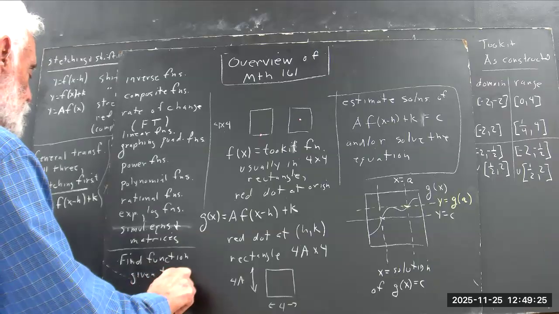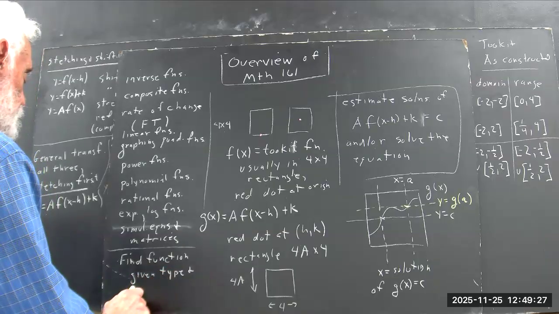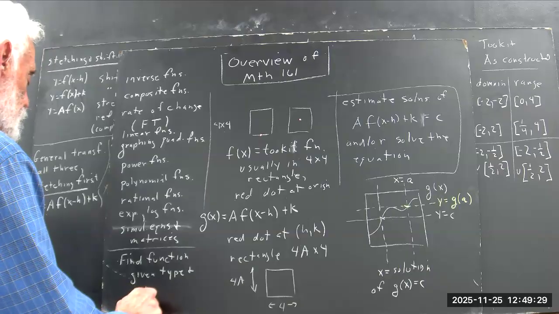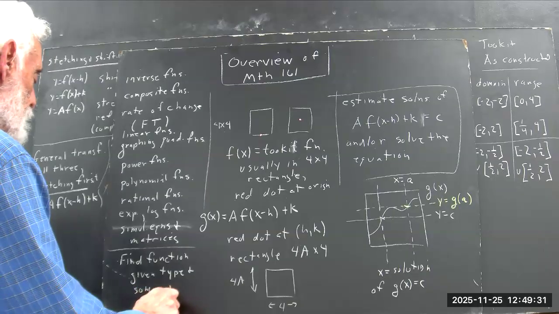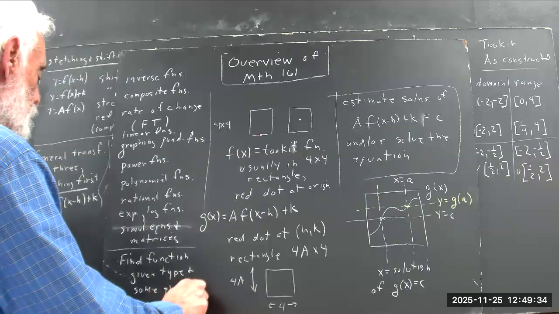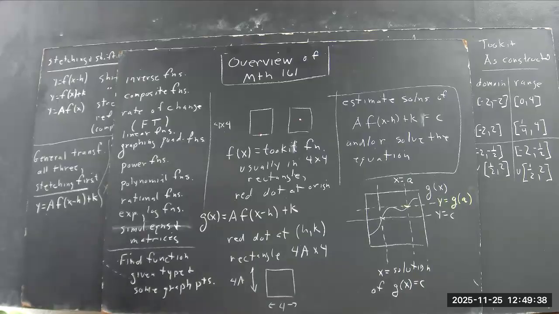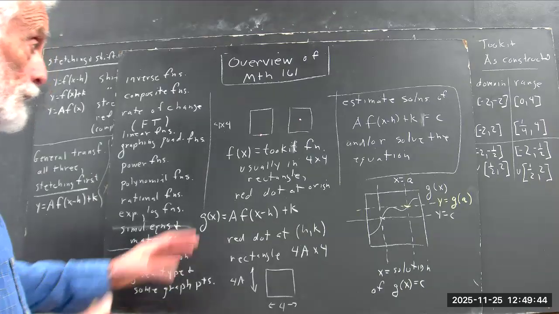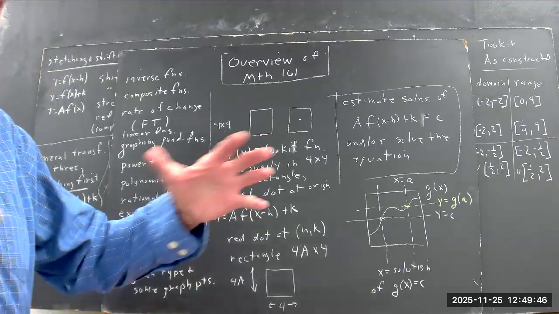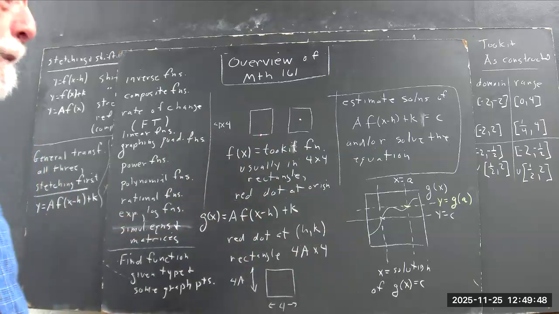Find a function given the type and some graph points. But we did some of that. We did quite a bit of that last week. So you already have that, but I want to still address it in summary so you can see how it fits into the whole picture.